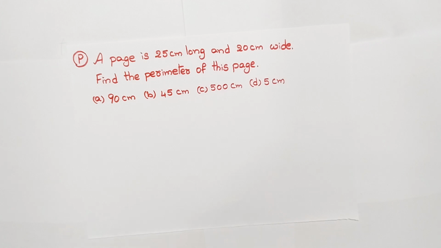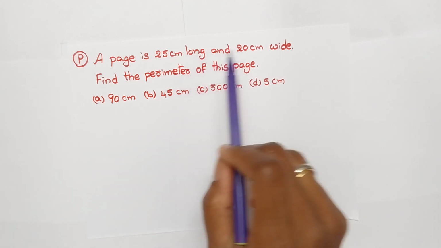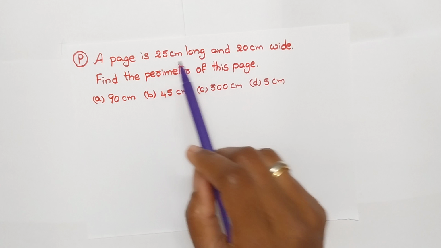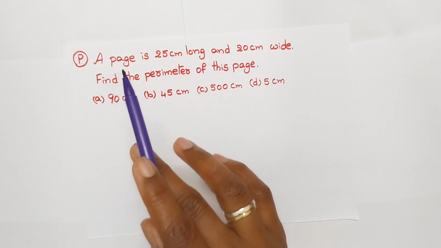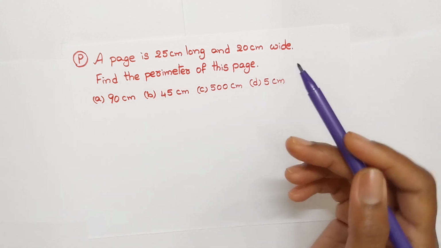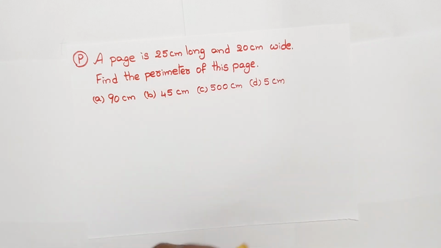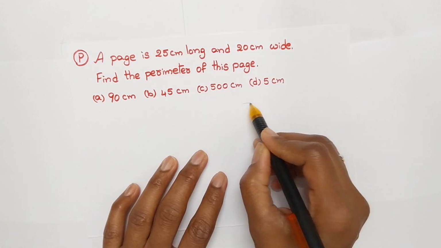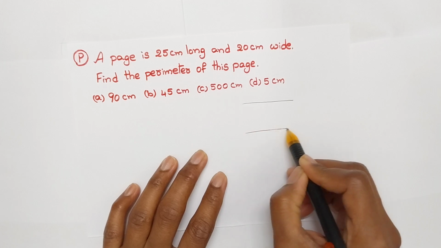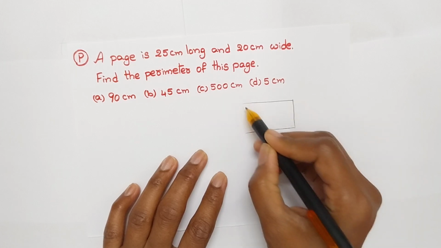If the side is just mentioned as one side, all sides are equal and the side is some x centimeters, then we can take it as a square page. Otherwise, if they give long and wide, that is length and breadth with different values, then we need to consider the page a rectangular page. The page shape is rectangle. So, we draw a rough diagram.